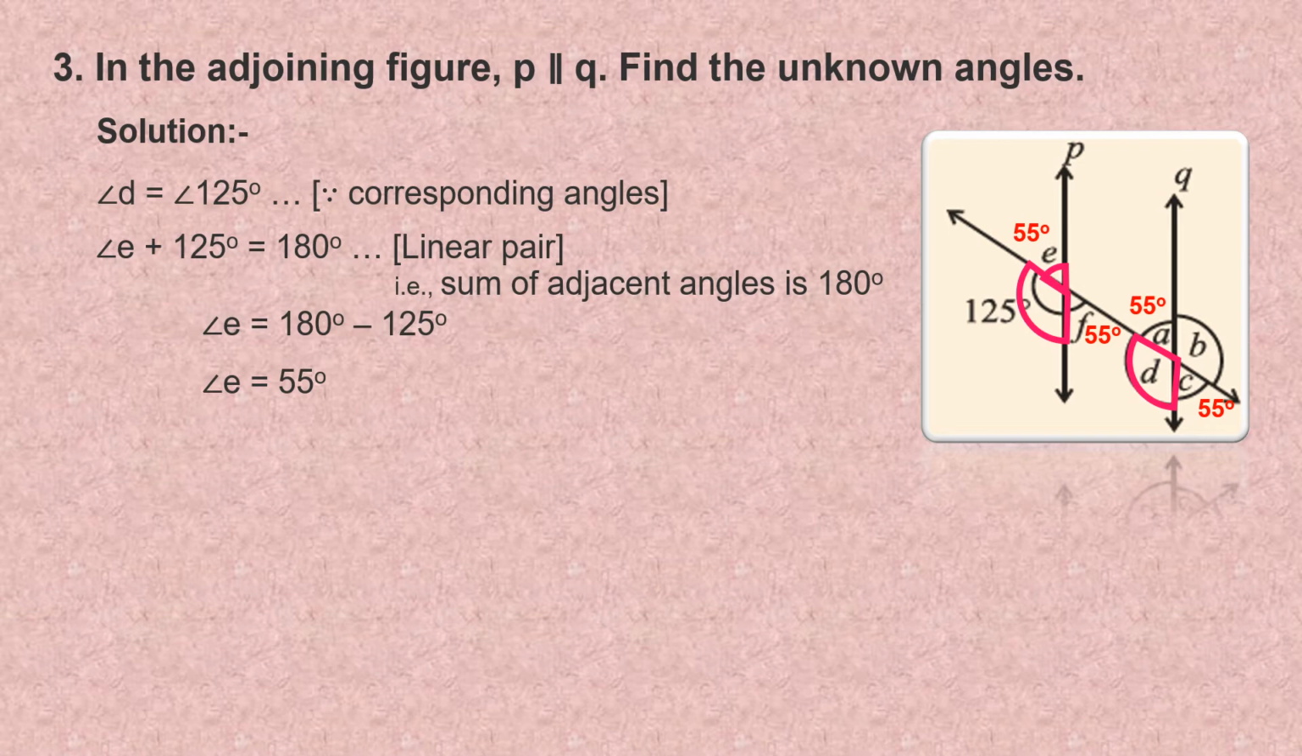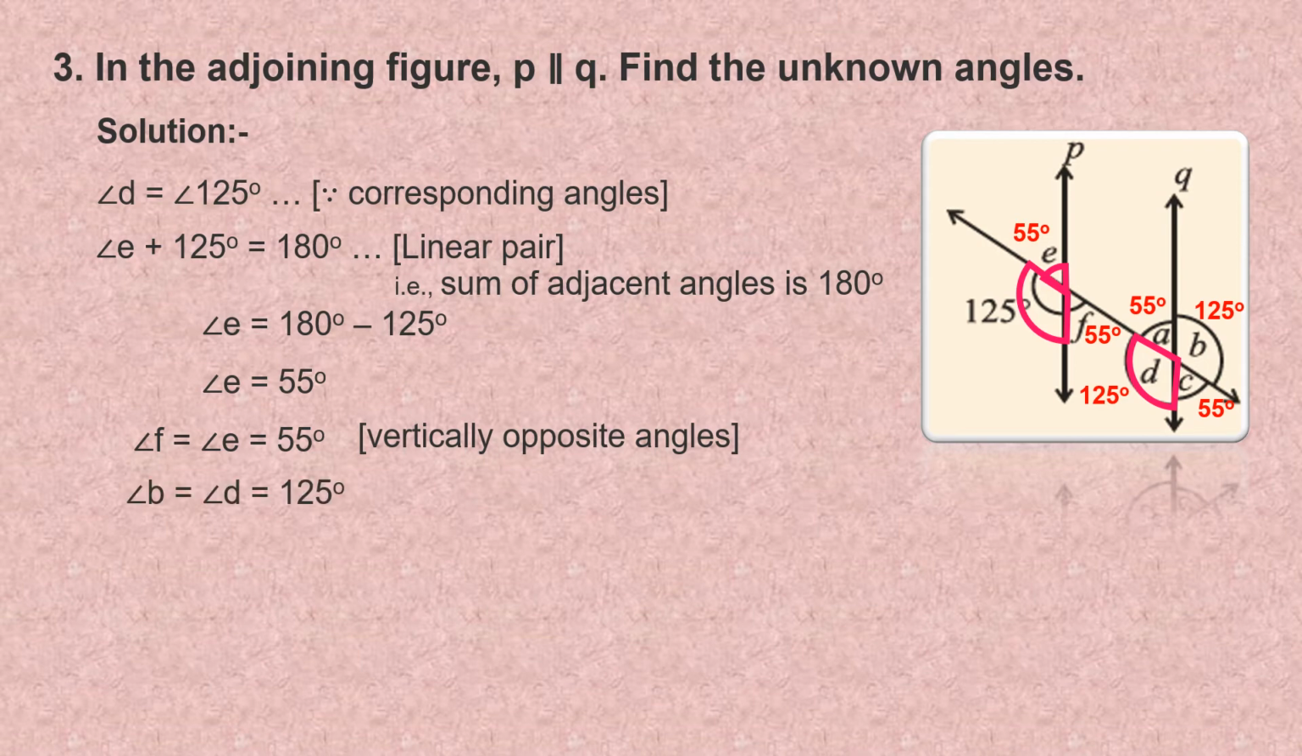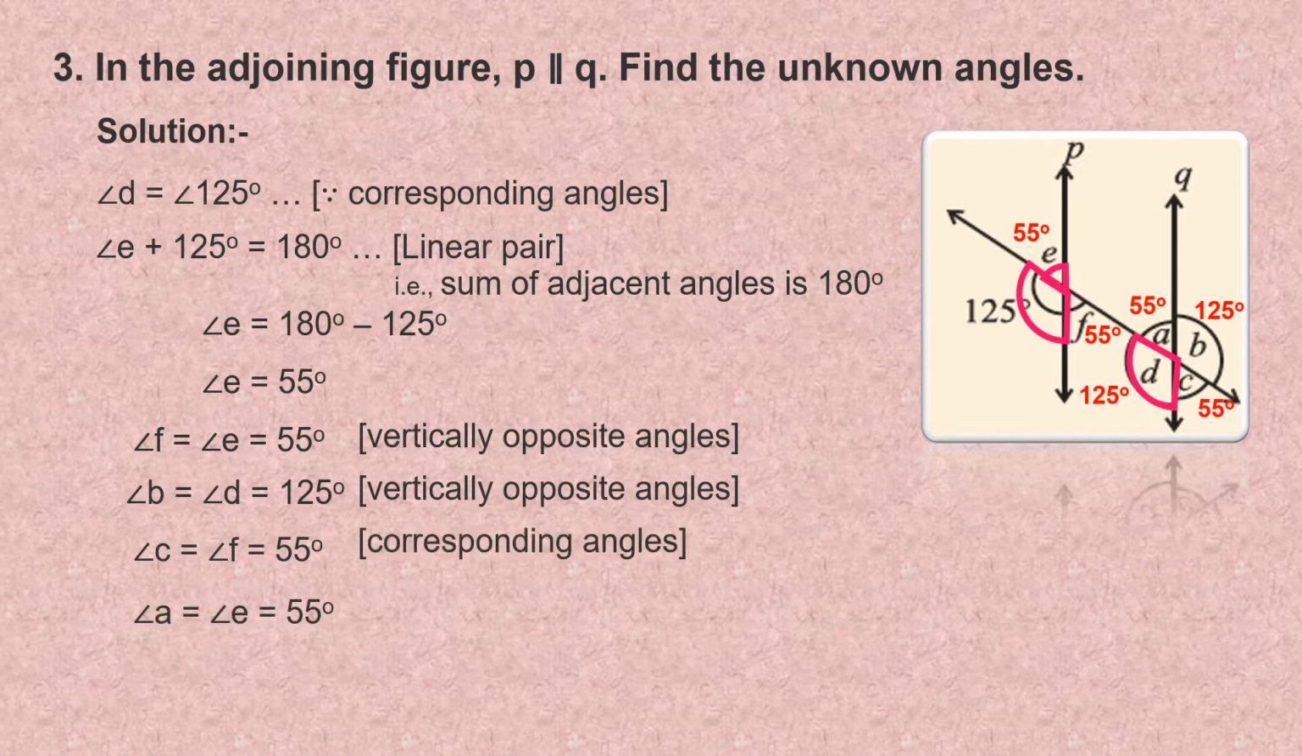Again, angle D we already found is 125 degrees. So angle D and angle B are also vertically opposite angles. So they are 125 degrees. So F and E are vertically opposite angles of 55 degrees. B and D are 125 degrees. Angle C and angle F are equal to 55 degrees, corresponding angles.